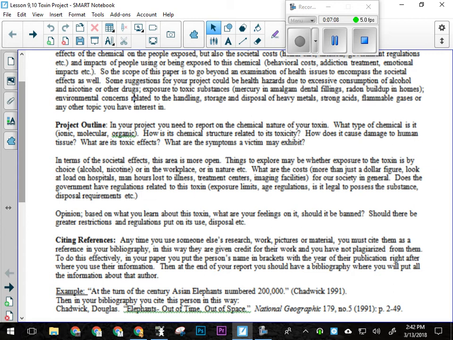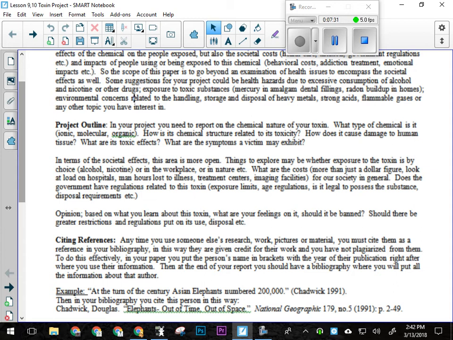Okay, you talk about how it is toxic. How does it cause damage to human tissue? So if I am exposed to this stuff, I develop giant lesions on my skin, or I get little lines on my fingernails, whatever it happens to be. What are the effects of it? What are its toxic effects, and what are the symptoms a victim may exhibit?